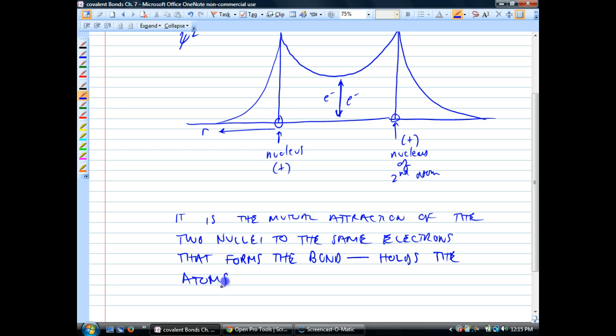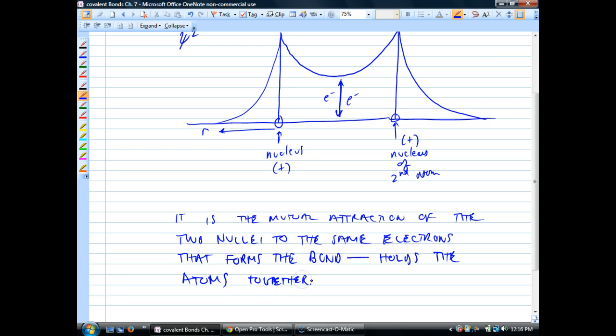Now, as we'll find out later on in this chapter, those two electrons, that shared pair of electrons, is actually in a new orbital that's called a bonding orbital. But this holds the atoms together. So it's that simple.